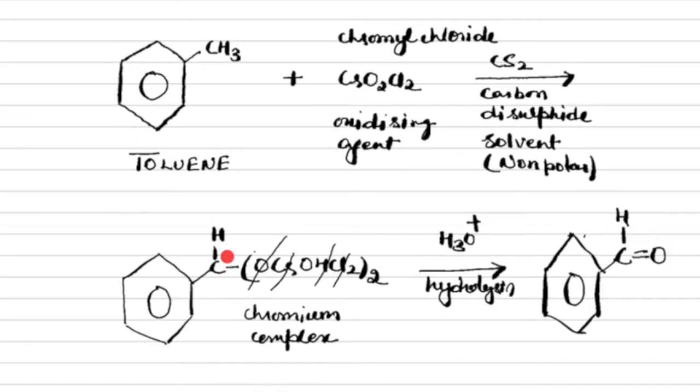So what is that? CH, and in this, instead of H2, right? Two hydrogens were removed. One is there, right? It was CH3. So instead of H2, we are getting OCrOHCl2. And this is called chromium complex. And to further get our aldehyde, we did a hydrolysis. And it all cancels out, only this oxygen gets bonded with this carbon. So that's our Etard reaction for you.